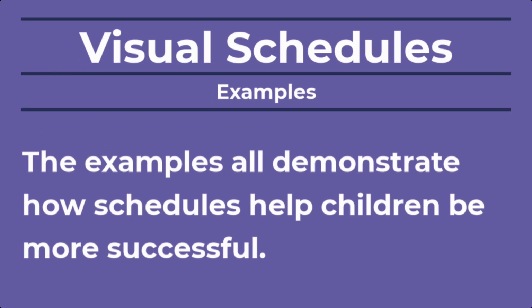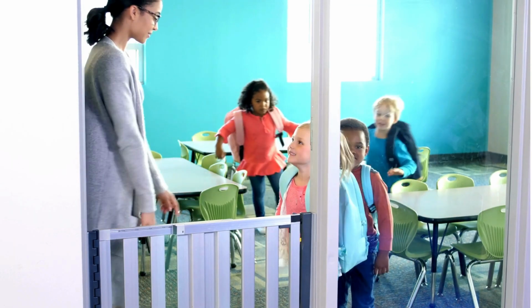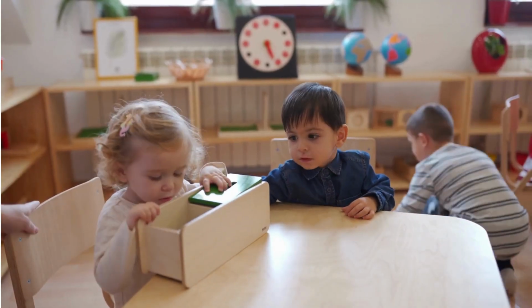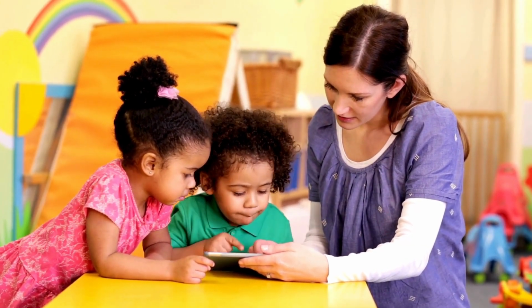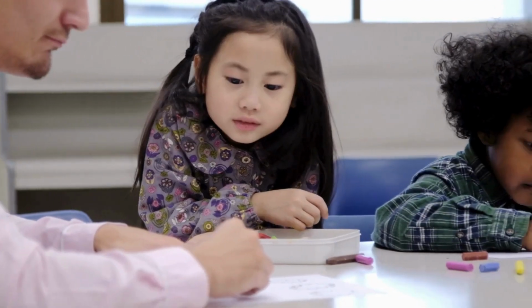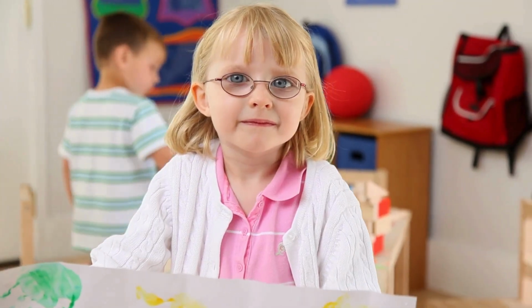Hopefully you noticed the different types of schedules and how they can be set up. The examples all demonstrate how schedules help children be more successful. Remember, schedules help teach children what to do, where to go, and when to do something. Schedules assist children with transitions, they help children adjust to changes, and they aid children with time management. When a child has been taught what a schedule is and how to use it, ultimately it will increase independence and decrease anxiety. And don't forget, it's always important to individualize a schedule based on a child's needs.